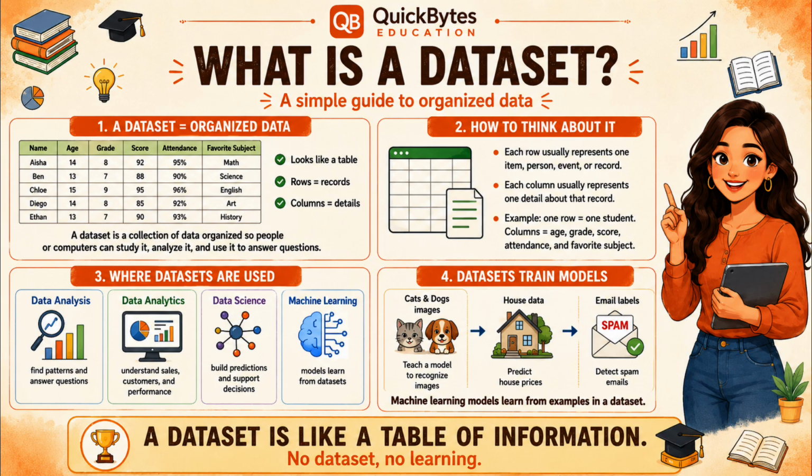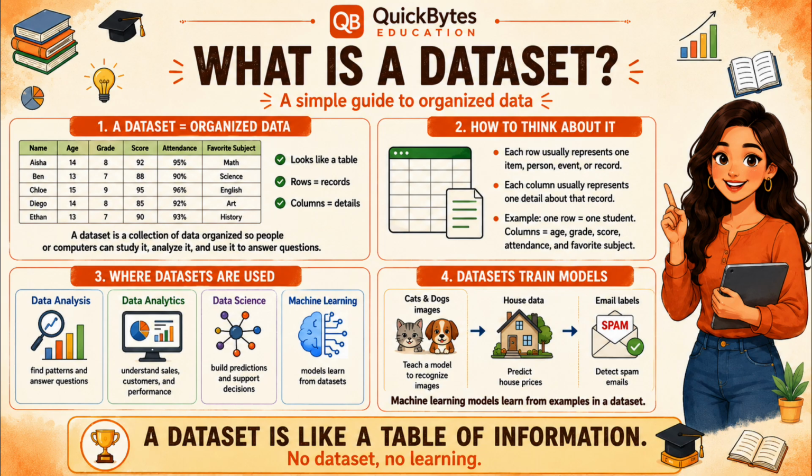In data analysis, a dataset helps you find patterns and answer questions. In data analytics, a dataset can help a business understand sales, customers, website traffic, or social media performance. In data science, a dataset can be used to build predictions and support better decisions. And in machine learning, a dataset is what a model learns from. That is why datasets are so important for machine learning for beginners.